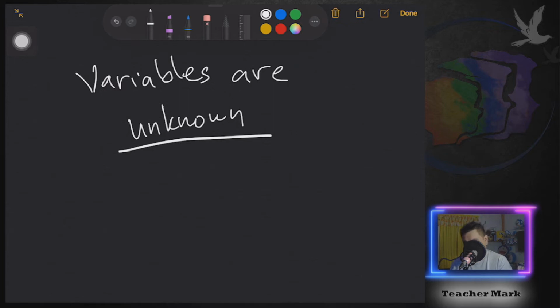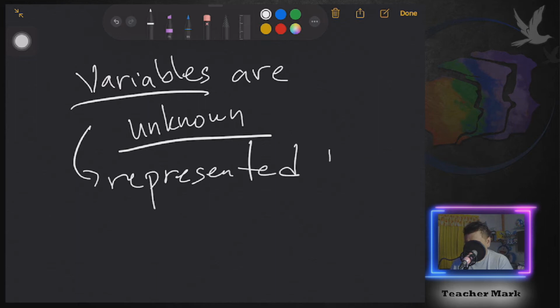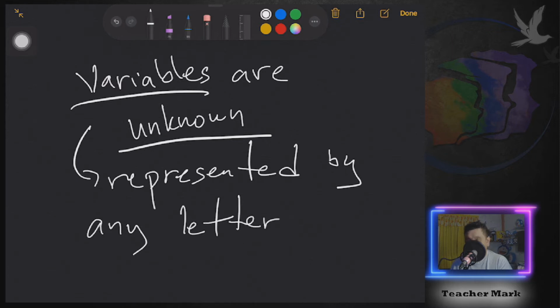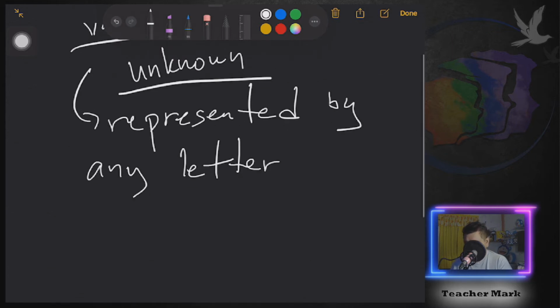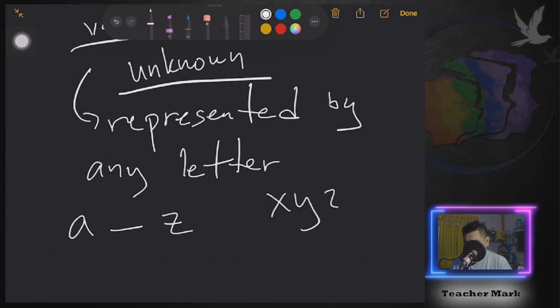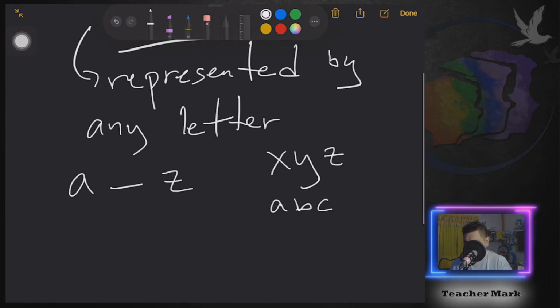So we all know that variables are represented by any letter in the alphabet. Okay, so which means we can make use of any letters from A down to Z. Okay, famous ones are X, Y, Z, A, B, C, M, and O. But then again, like what I've told you, any letter can be used as a variable in a mathematical equation or expression. Okay, so what do you mean by substitution?